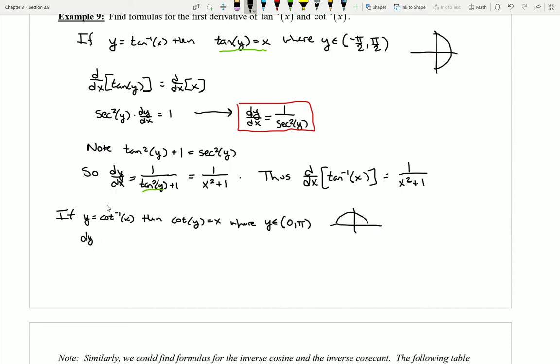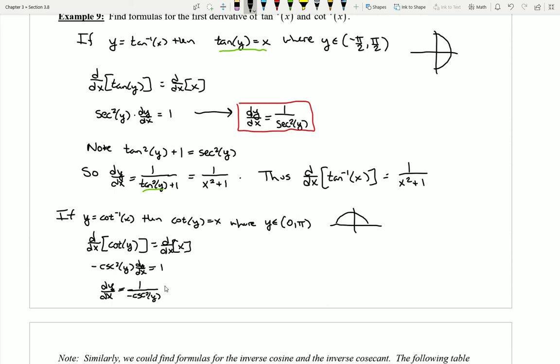So I take my derivative implicitly here. So I'm going to do the derivative with respect to x of the cotangent, and the derivative with respect to x for the value x. This is going to get me the negative cosecant squared of y dy dx from my chain rule is equal to 1. And so that gives me that dy dx is equal to 1 over my negative cosecant squared of y.